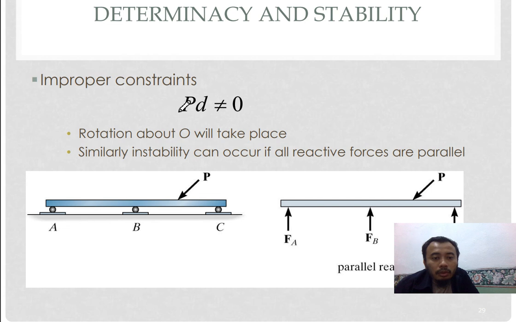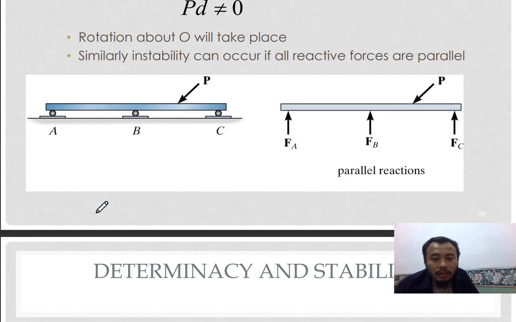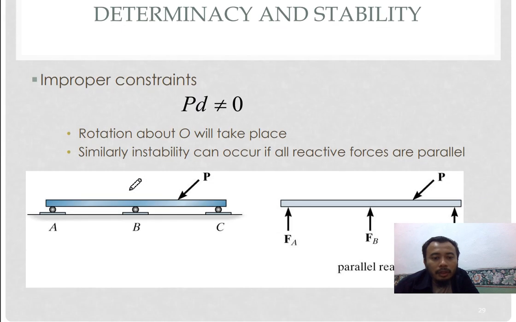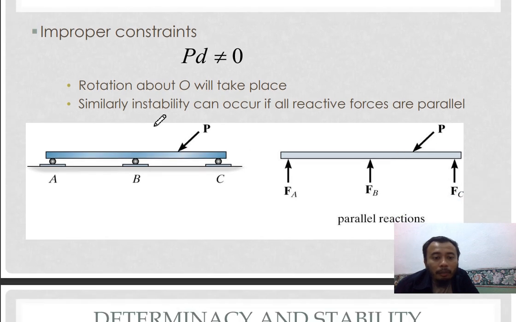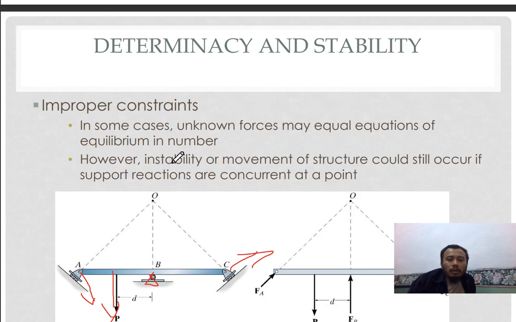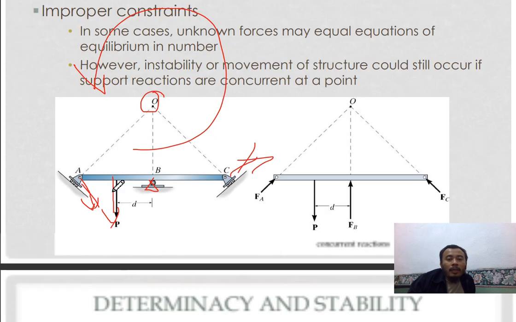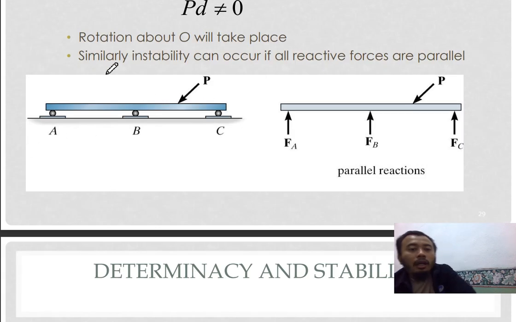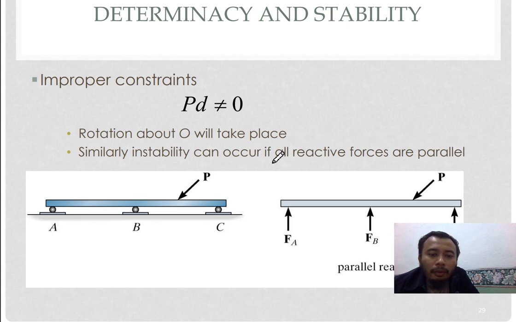Improper constraint also occurs when Pd is not equal to 0. Rotation about O will take place. For example, similar instability can occur if all reactive forces are parallel. Rotation about O is talking about this one. Basically when A moves downward, A moves outwards, so there will be a rotation here. So it's not static.